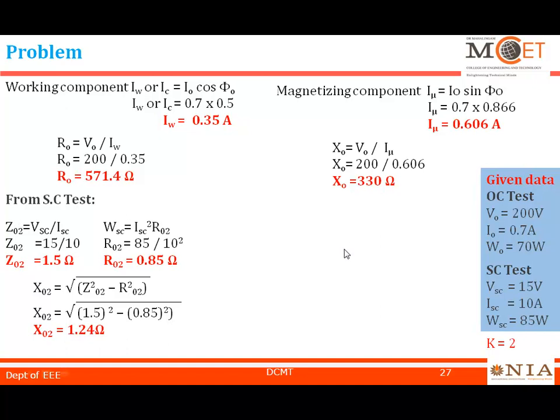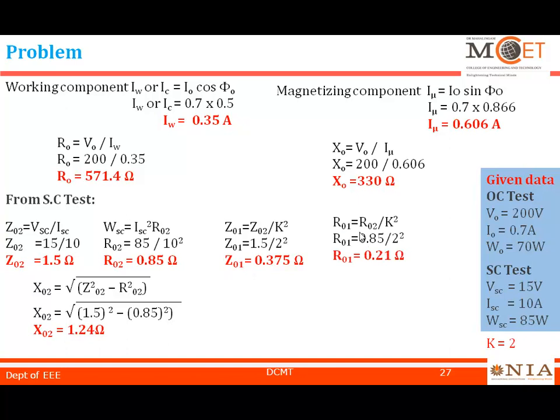Similarly, we have to find the value referred to the primary side. Z01 is equal to Z02 divided by K square. We are moving the secondary resistance, reactance and impedance to the primary side, so this is divided by K square. What is the value of Z02? It is 1.5 divided by 2 square, which is equal to 0.375.